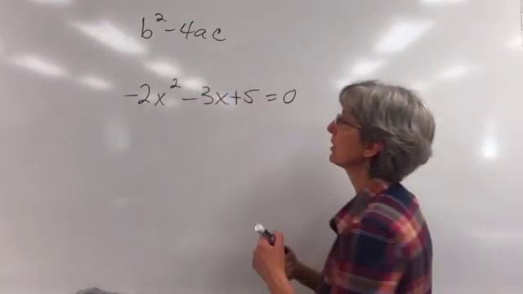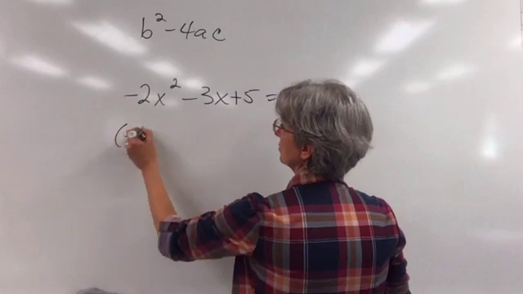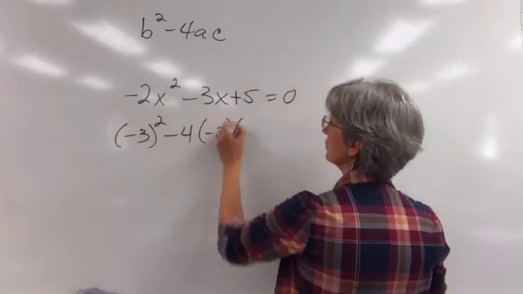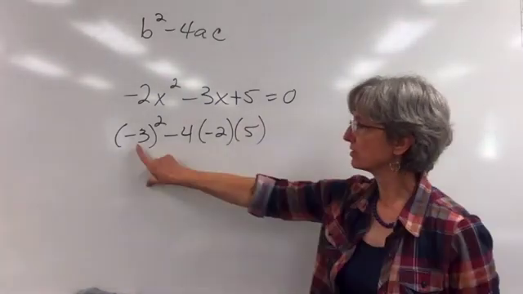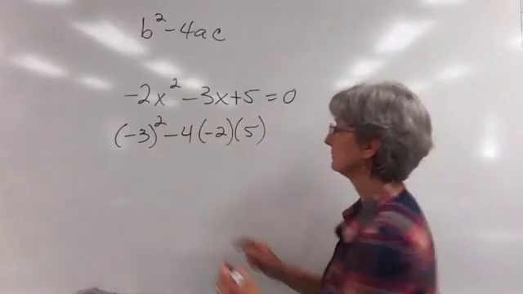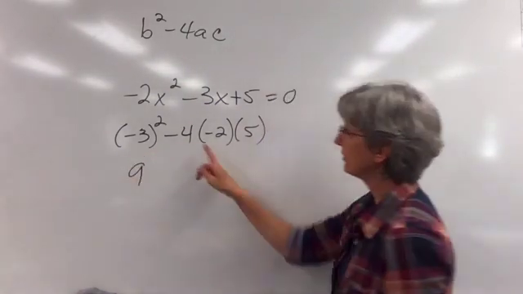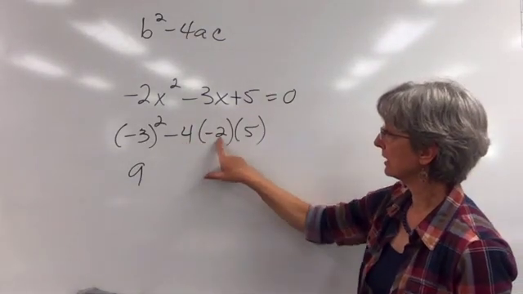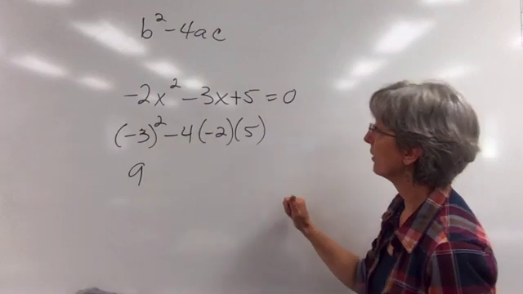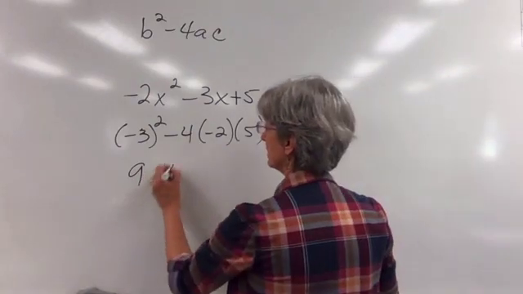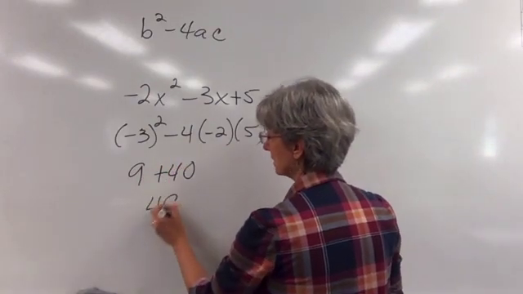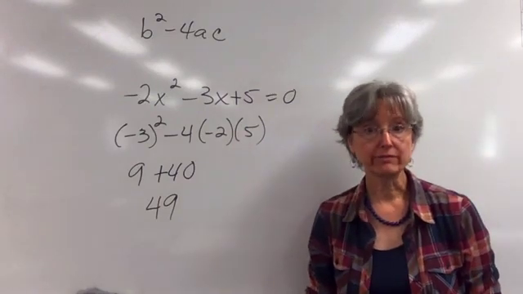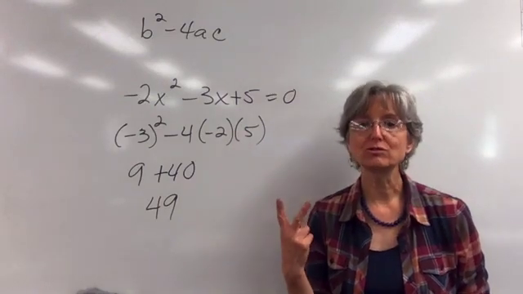So b squared, and I'll just do it this way, negative 3 squared minus 4 times negative 2 times 5. So this is positive 9. And this becomes positive because I have a negative times a negative, and it is 8 times 5 or 40. So positive 40. So my discriminant is 49. It is positive, so I have two solutions.